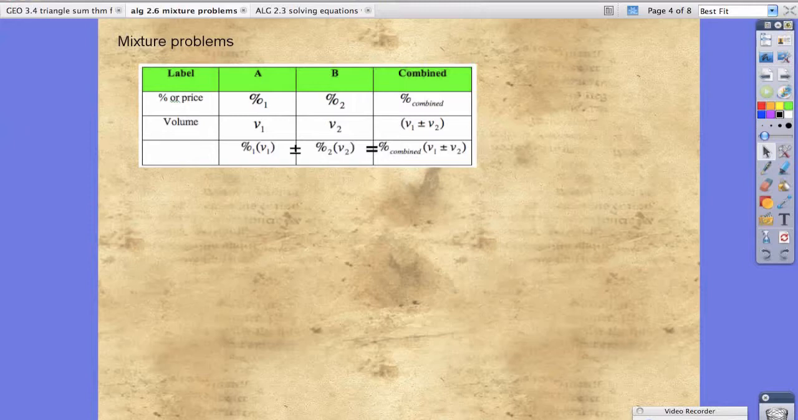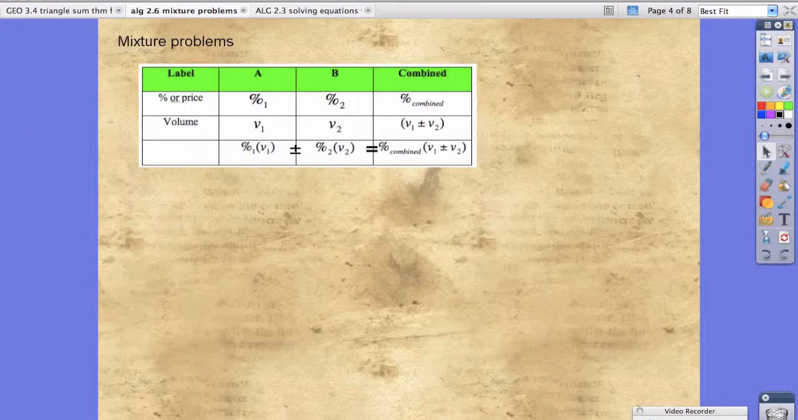Then we have the volume, so volume 1, volume 2, and in the combine you'll see V sub 1 plus or minus V sub 2, where the plus or minus really represents if we're combining or adding 2 chemicals together, or subtraction if we're evaporating or taking away. In the scope of what we're going to be doing in algebra class, you'll just mainly be using the addition sign.